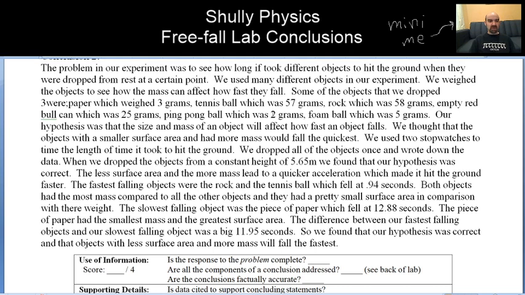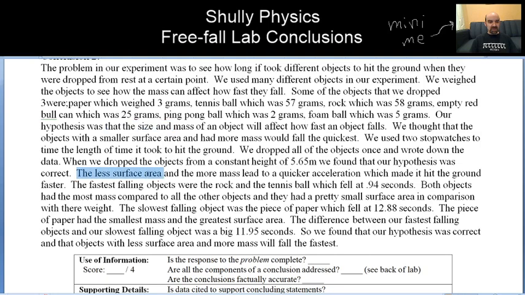We used many different objects. We weighed it. Some of the objects we dropped were this. Our hypothesis was the size and mass of an object. In fact, we thought that the objects... they're giving a recitation of events, step by step. We don't need to recite the procedures either. Let's get right to the argument.